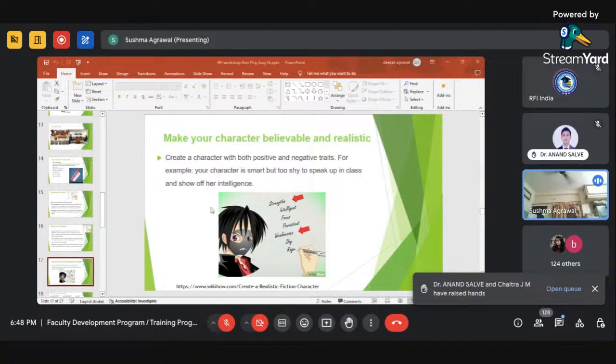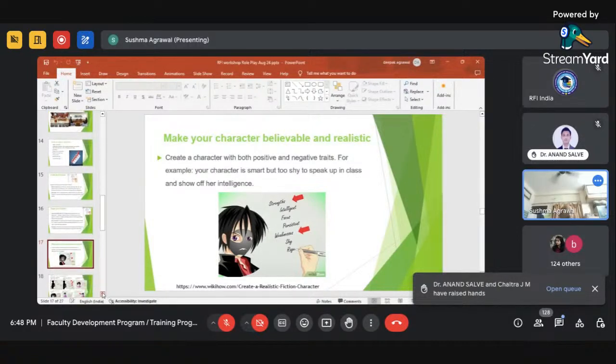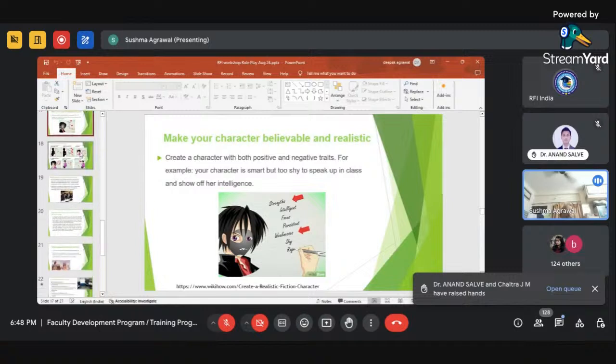So you can see in this image, there are a few characteristics they have defined, just like the strengths: intelligentsia, focus, and persistent. So what we are doing, actually, is defining the strengths and weaknesses of the characters. What about the weaknesses? This fellow is shy and rage. So let us have another example.